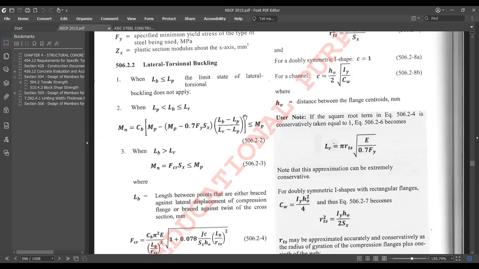So, kailangan meron tayo ng value ng ating ano, no? LP and LR. So, let me write din yung values na na-calculate natin. So, okay. So, once we get itong formula na to, let's go back sa slide.